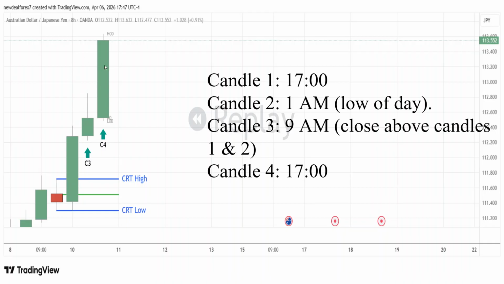Okay, this candle 3 and then this candle 4, because it just kept right on rocketing up. It would have been an overnight hold because candle 3 started at 9 and candle 4 started at 1700, and it just kept right on going all the way through Asian session. So sometimes you'll have that.